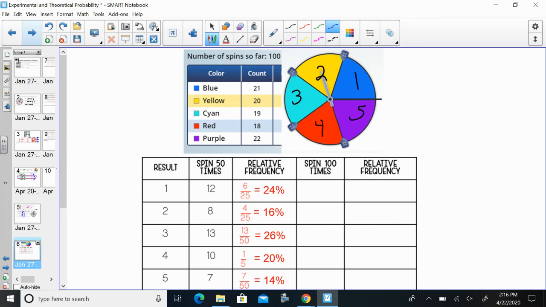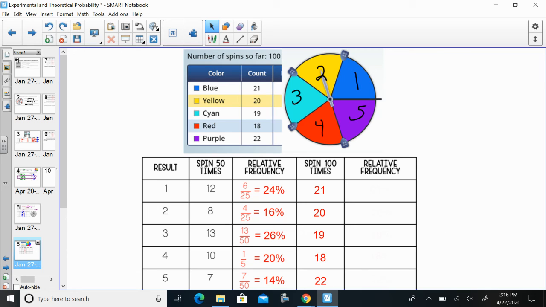All right. So on the next part of your chart, it's saying, now spin the spinner 100 times. Well, we've done that for you. We've got 1 happened 21 times. So write this down if you've printed off your notes. 2 was spun 20 times. 3 was spun 19 times. 4 was spun 18 times. 5 was spun 22 times.